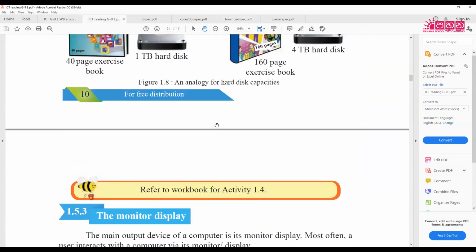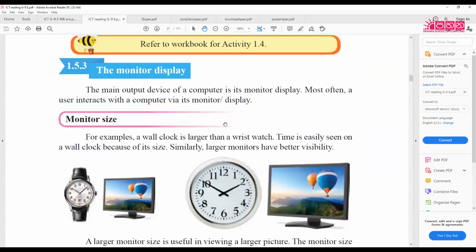The monitor display. Normally, when it comes to output, the most common output device is the monitor, right? So the size of the monitor matters, isn't it? Now, if I ask you, what is the size of your TV at home? Yes, Tenhiru, what is the size? 64. 64 what? The size of the monitor size.